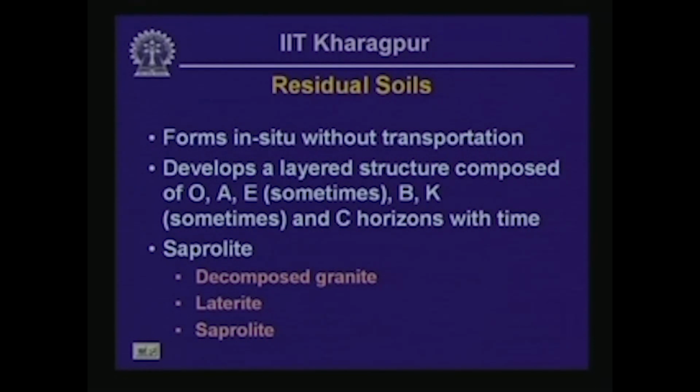several different horizons. We are going to see what those individual horizons are. They could be O horizon, A horizon, E, B and K horizon, as well as partly weathered and unweathered rock composed of the C horizon. Examples of residual soils include decomposed granite, laterite and saprolite.